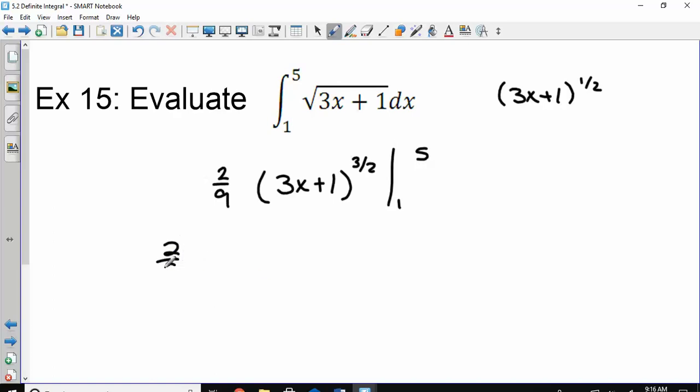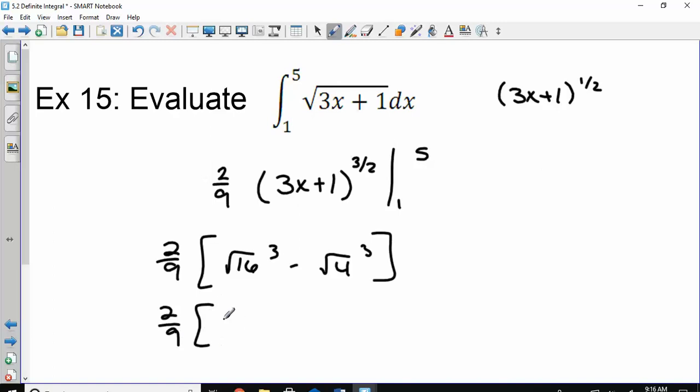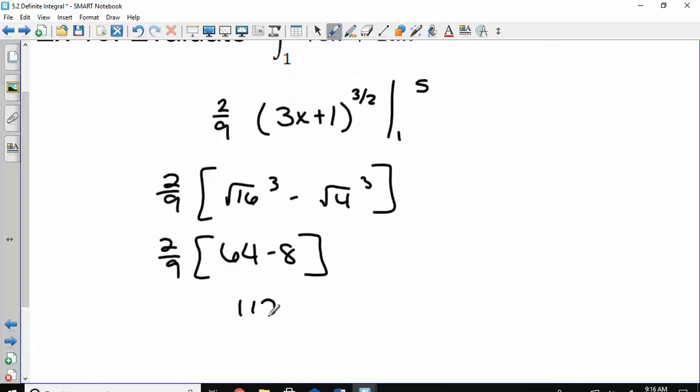So I plug in a 5, it's like the square root of 16 cubed. Plug in a 1, it's the square root of 4 cubed. So 4 to the third is 64 minus 8. So 56 times 2/9 is 112 over 9. Okay, let's do maybe 1 or 2 more.